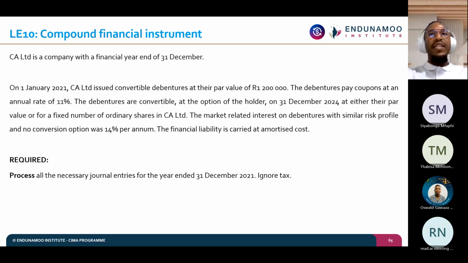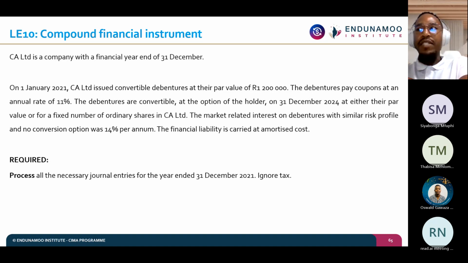Before we go into the separation, are you comfortable with the fact that there is a financial liability and an equity component in this instance? Yes, I am. The financial liability is the obligation to deliver cash at the end of the 4 years, as well as to pay the coupons of 11% per annum.